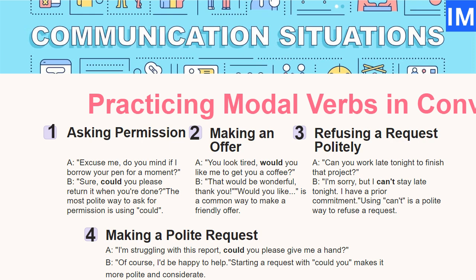For refusing a request politely, "Can you work late tonight to finish that project?" might be met with, "Oh, I'm sorry, but I can't stay late tonight. I have a prior commitment." And when making a polite request, you might say, "I'm struggling with this report or this homework. Could you please give me a hand?" Give me a hand means help me. A positive response could be, "Of course, I would be happy to help," or "Sure thing, I would be happy to help. Thank you."